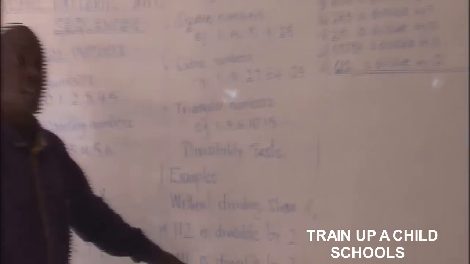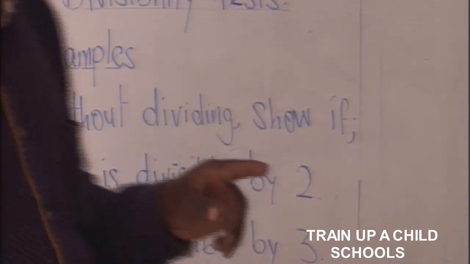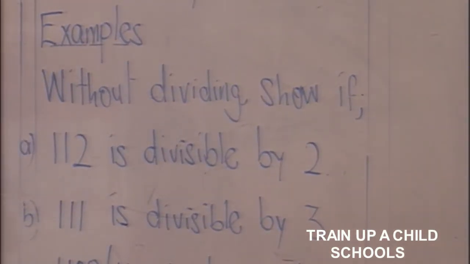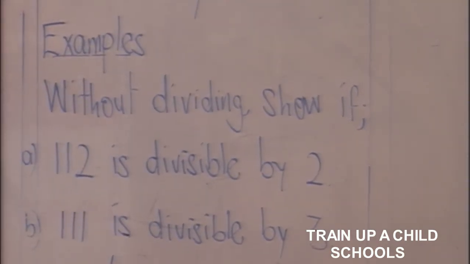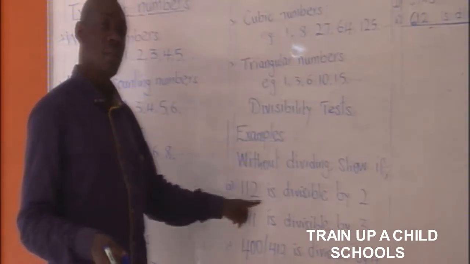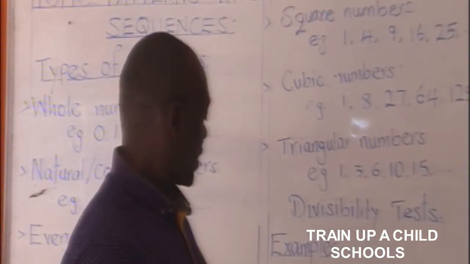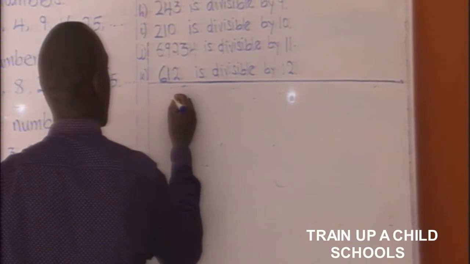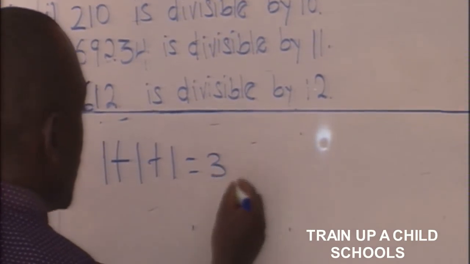You will have to use the knowledge of the divisibility test of 3. A number is divisible by 3 if the sum of the digits is a multiple of 3. Remember, sum is the result after adding two or more numbers. So the digits involved are 1, 1, 1. What you do is to test by adding 1 plus 1 plus 1, which is equal to 3.